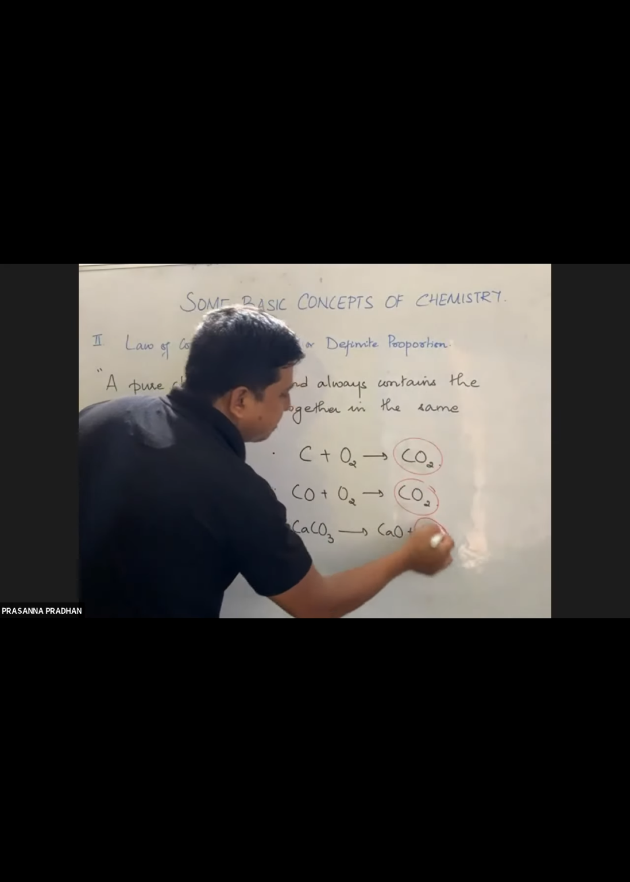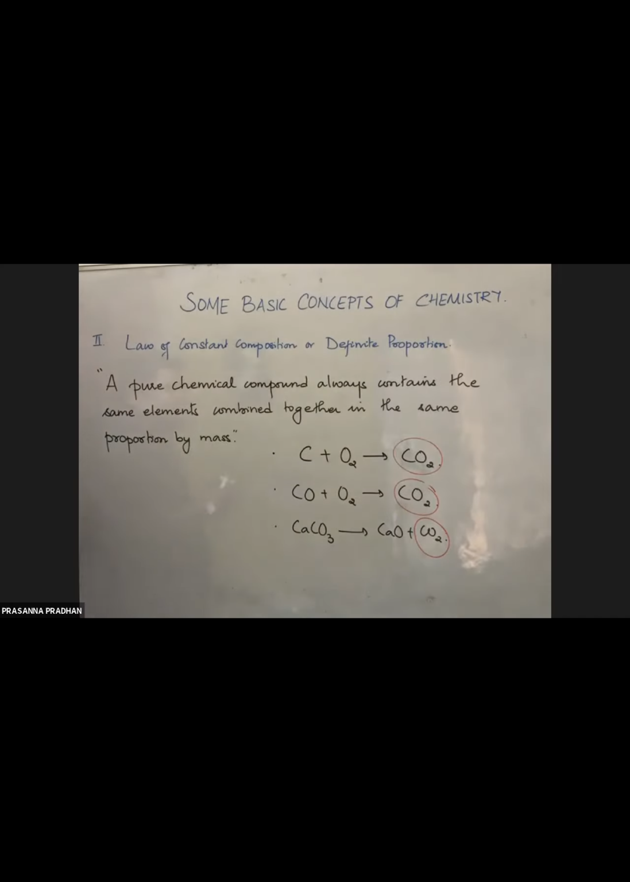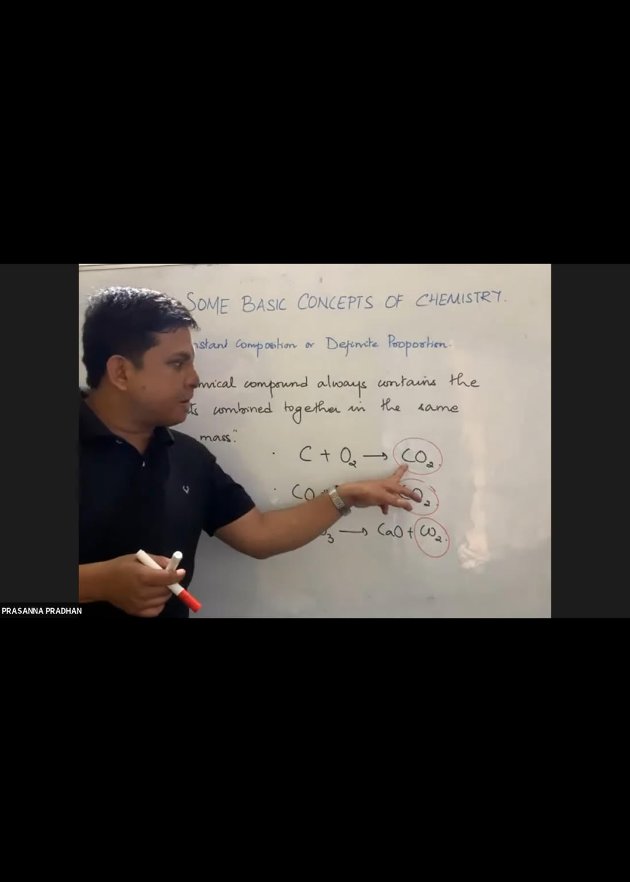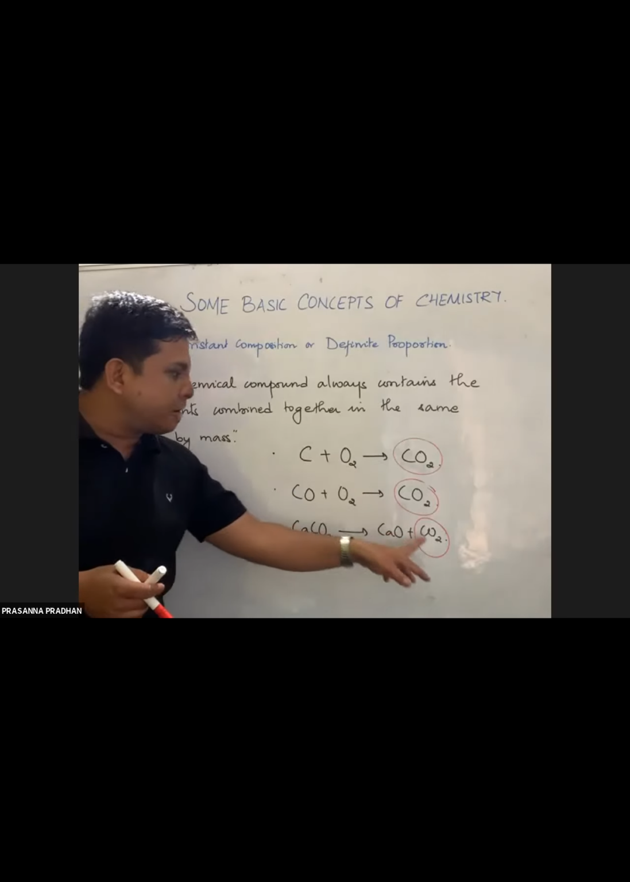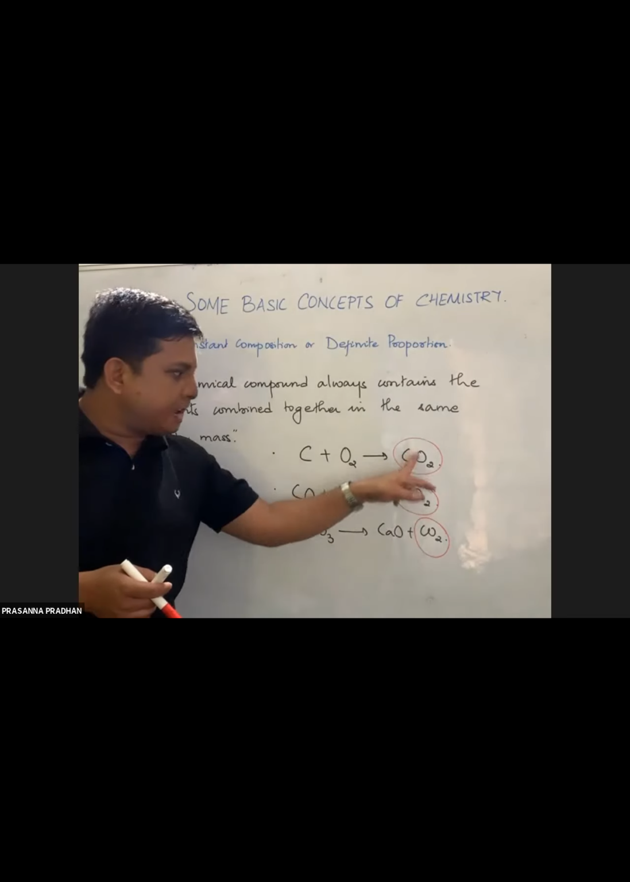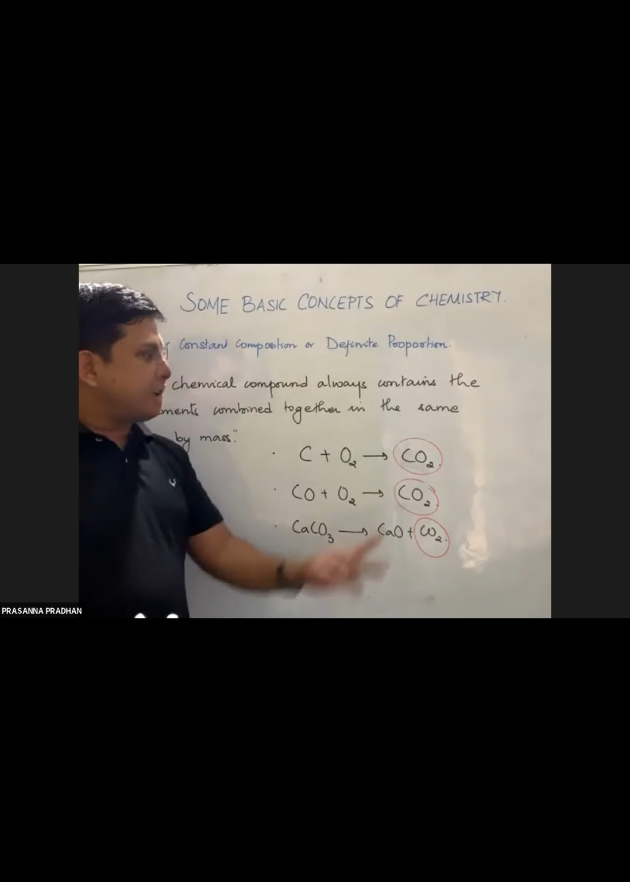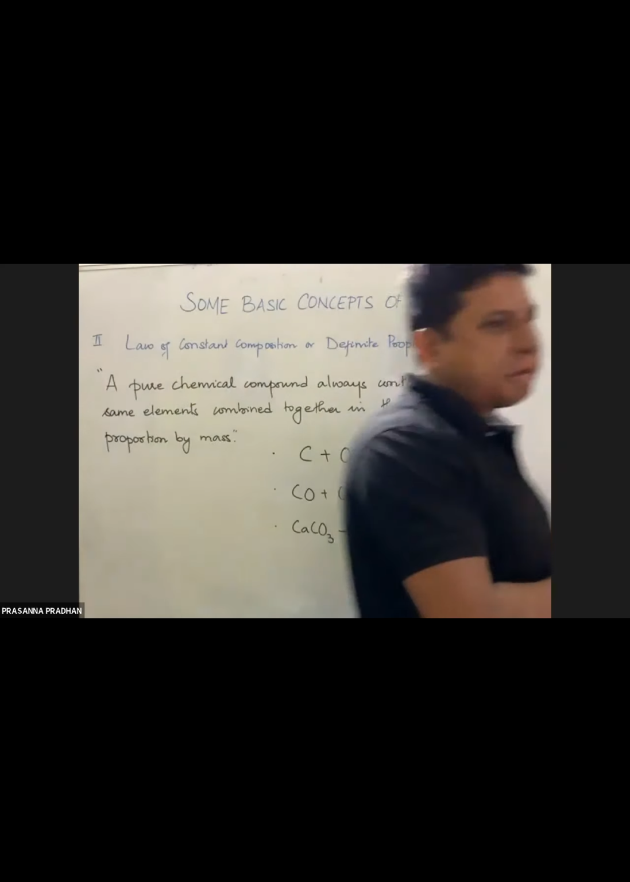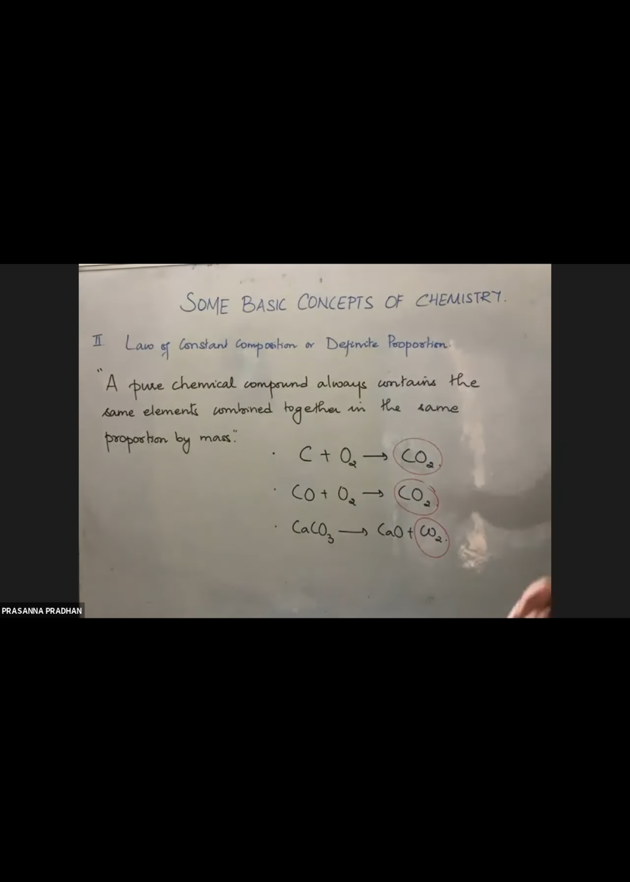always contains the same two elements out here, right? So what are the two elements which carbon dioxide is made up of? It is made up of carbon and oxygen. So carbon dioxide made from carbon and oxygen, and carbon dioxide made by decomposing calcium carbonate, are they different? Do they contain different elements? No, sir. So a pure chemical compound always contains the same elements, whatever may be the method of preparation, whatever may be the source. Carbon dioxide always contains carbon and oxygen combined together in the same proportion by mass.